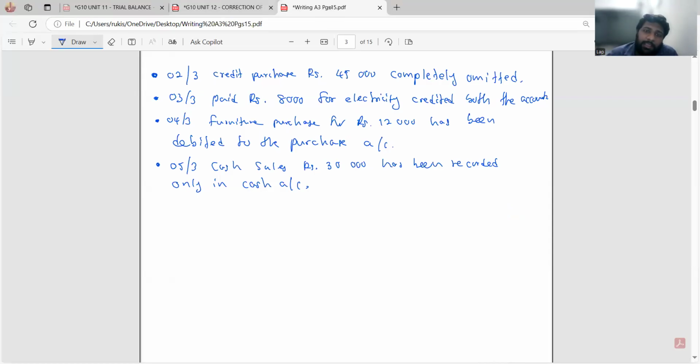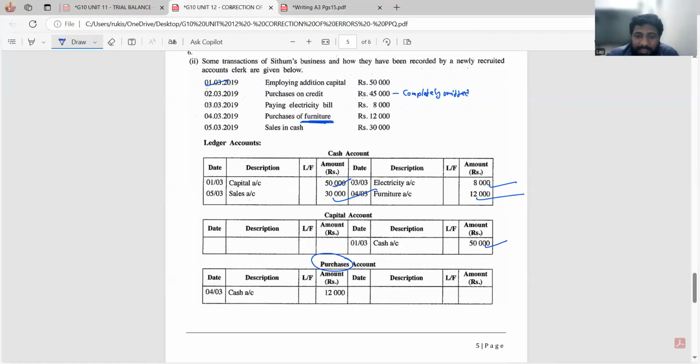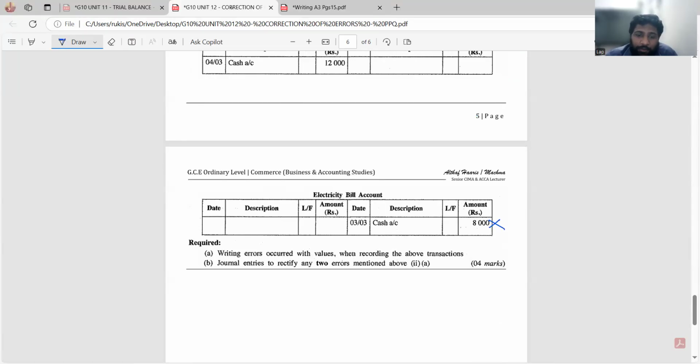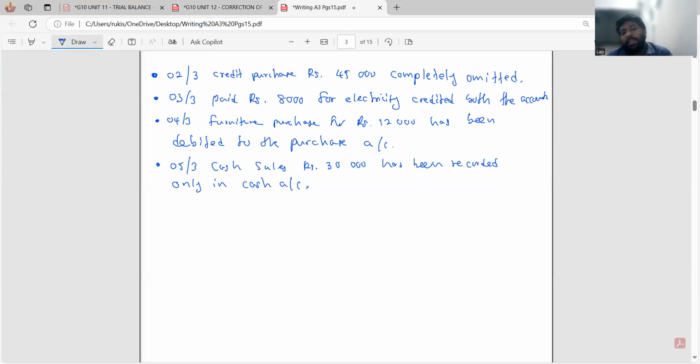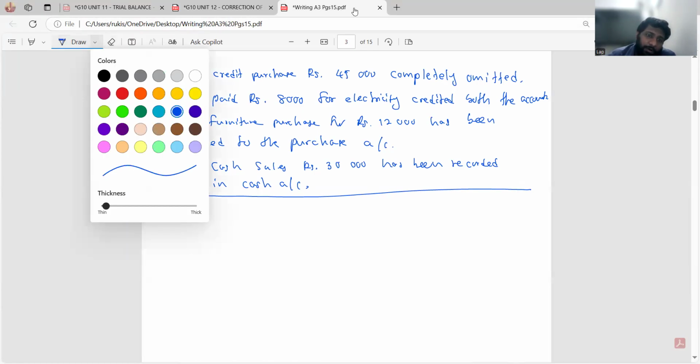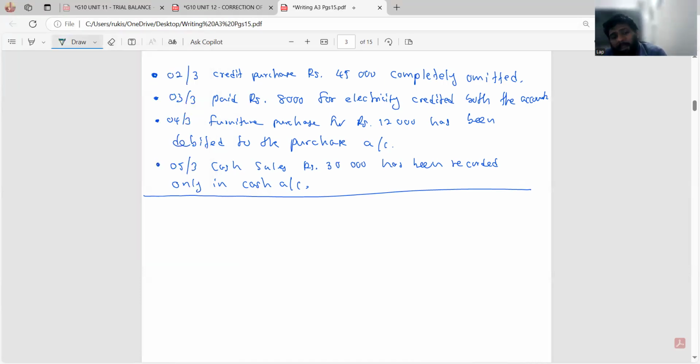So they are asking only 2, if I am not mistaken. I wrote 4. No, it says: write the errors according to the value when recording the above transactions, and they're asking us for a correction entry for any 2 that we need. So I'll give the correction entry for all 4 now. I'll mark it as 1, 2, 3, 4.